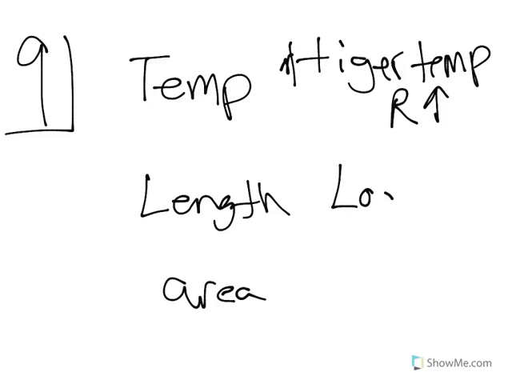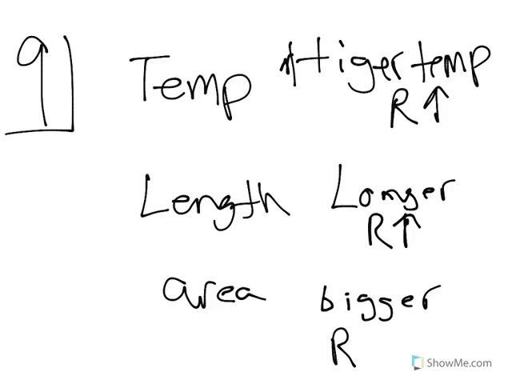Length: longer, resistance goes up. Shorter, obviously resistance goes down. Area: bigger, resistance goes down. Smaller, resistance goes up. All right, so on number 9, we're trying to figure out the least resistance. Since higher temperatures make the resistance go up, we know it's not the ones at 80 degrees Celsius. And then since the longer one has the higher resistance, we know it's got to be B, 1 meter at 20 degrees.